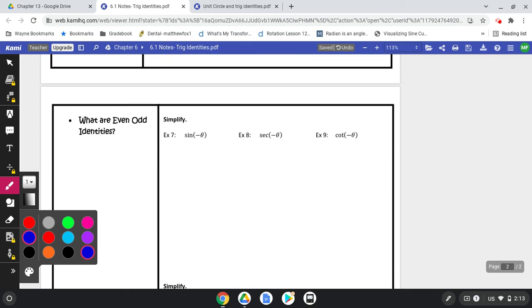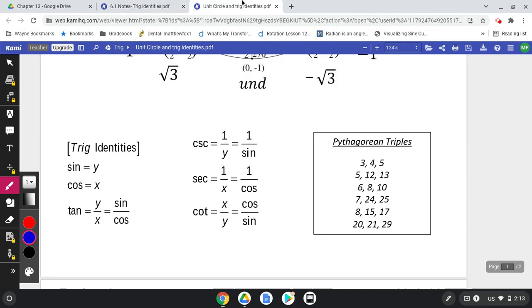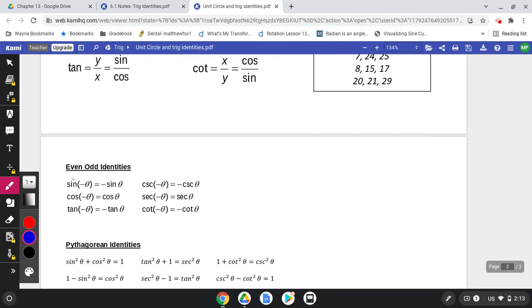Now, before I talk about even and odd identities, I want to show you guys a few things on the unit circle. So right here, even and odd identities. With sine, it's saying if we have a negative value of theta, we will get the opposite answer. If we have a negative value for cosine, we still will get the same answer. And with tangent, the opposite answer is what we get. They each match up with a reciprocal. Now I'll explain why this works.